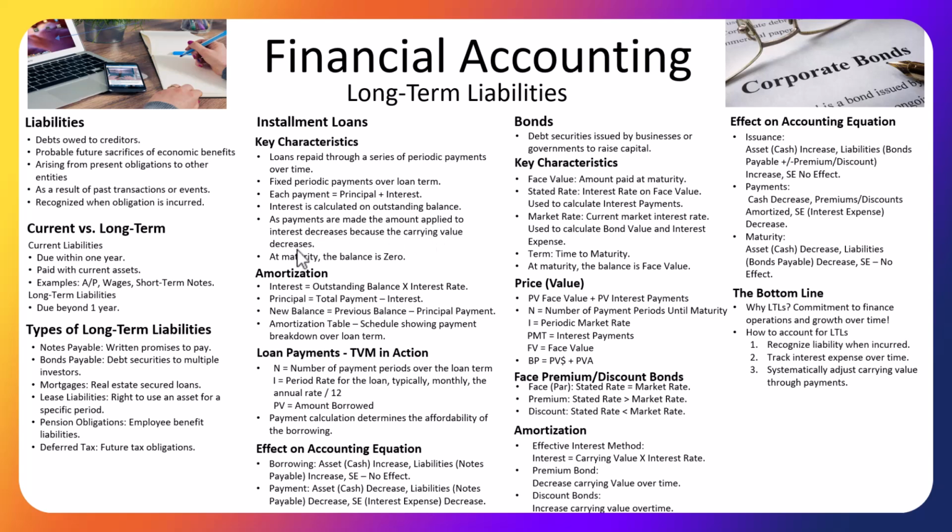The amortization process works like this. Interest equals the outstanding balance times the interest rate. Your principal payment equals your total payment minus the portion that goes to interest. Your new balance will equal the previous balance minus the principal payment. A great tool to use for installment loans is an amortization table. An amortization table is a schedule that'll show each payment, the payment breakdown over the entire term of the loan.